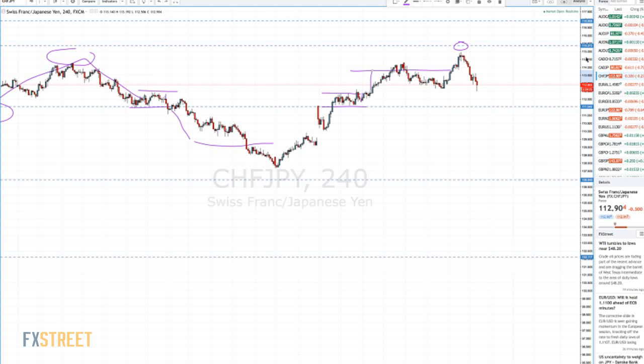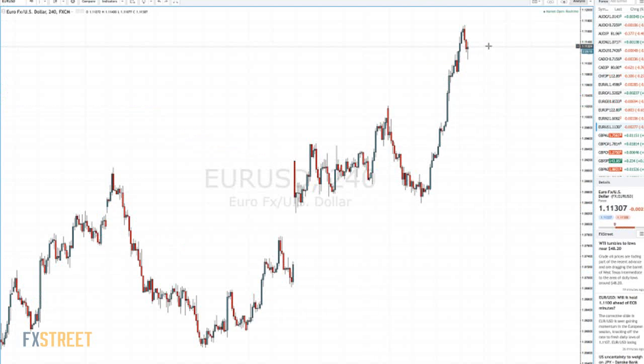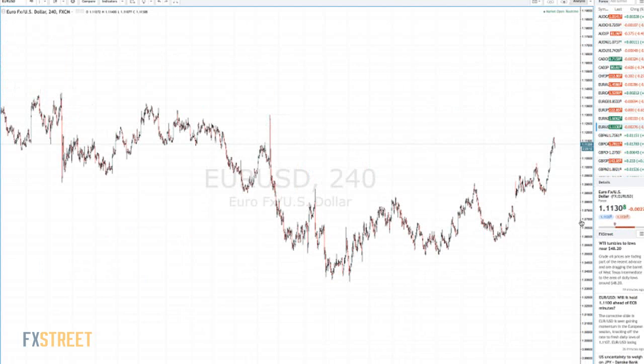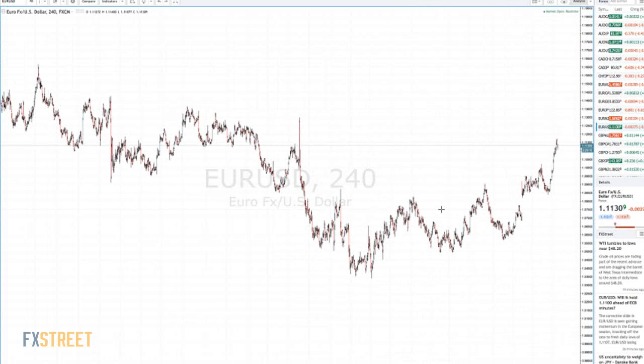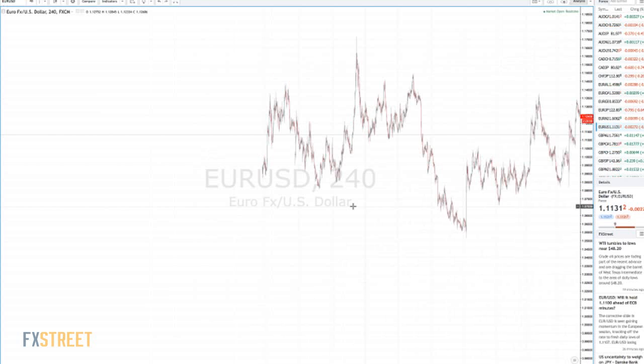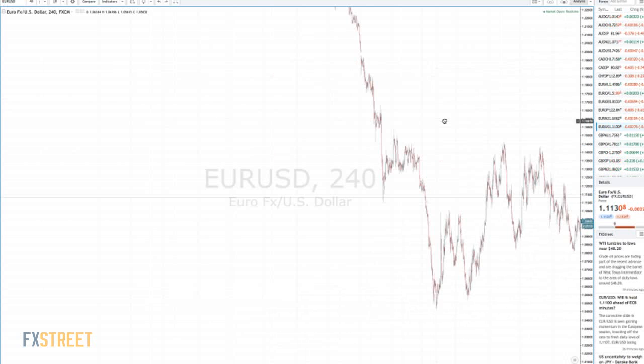Are there any questions? Or should we go through some other examples? I'm going to pull up the euro dollar chart. I'm going to mark up this chart and see how we could have traded it. So let's start from back in time. Start from around this area here, right?